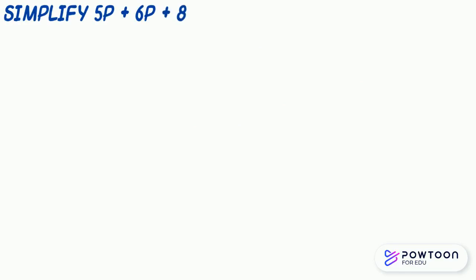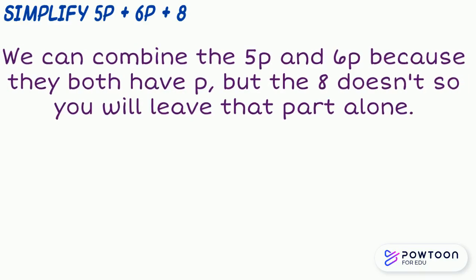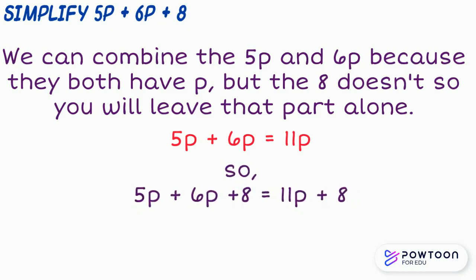In this next example, we've got simplify 5p plus 6p plus 8. There's not a lot of difference in this one, but it actually matters a lot. So we can combine the 5p and the 6p because they both have that letter p, but the 8 doesn't, so that part's going to be left alone. We know that 5p plus 6p is 11p, so what that means for 5p plus 6p plus 8 is just that it's 11p plus 8. So again, notice that the 8 is separate from the 11p.